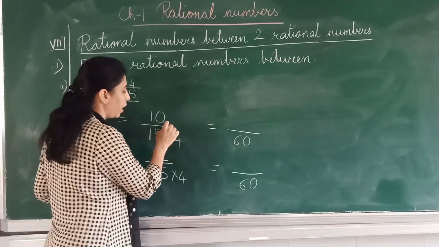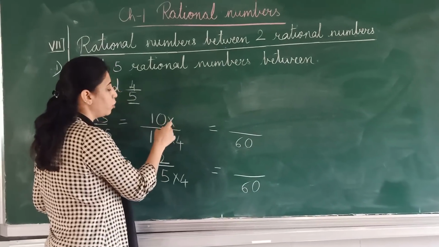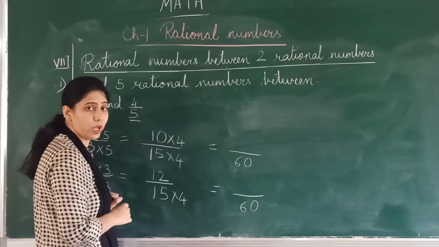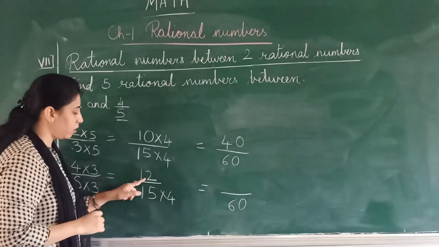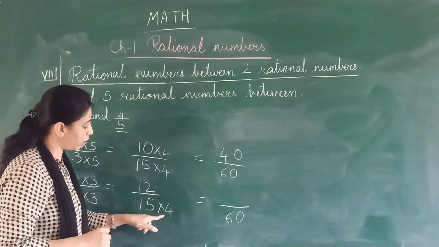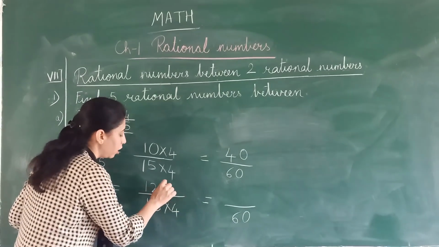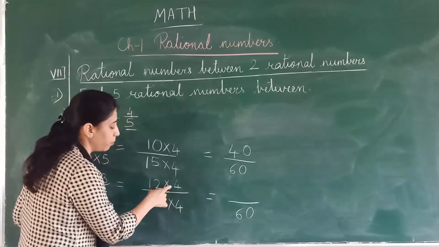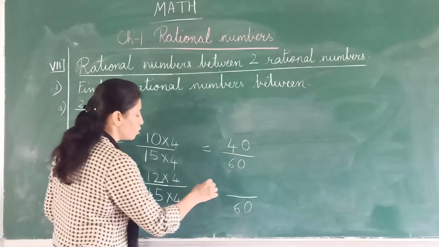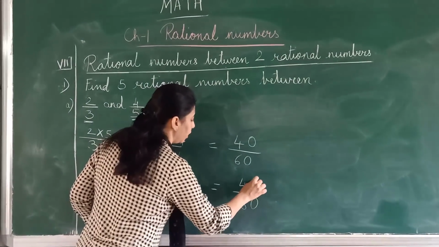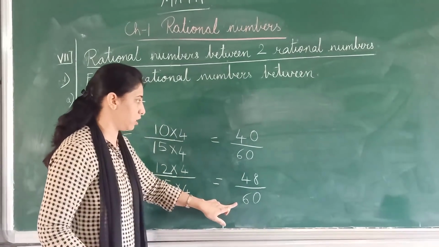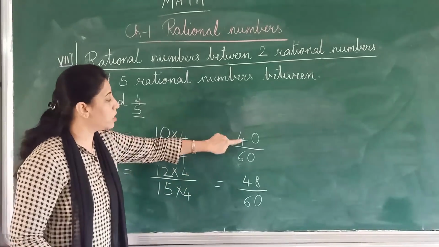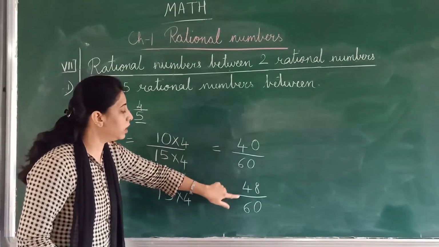Now when you multiply the denominator, you have to multiply the numerator as well. 10 fours are 40. Then when you have multiplied in the denominator, you have to multiply the same number in the numerator itself. So 12 fours are 48. So you have got here 40 upon 60 and 48 upon 60. Now you have to list 5 rational numbers between these two rational numbers.